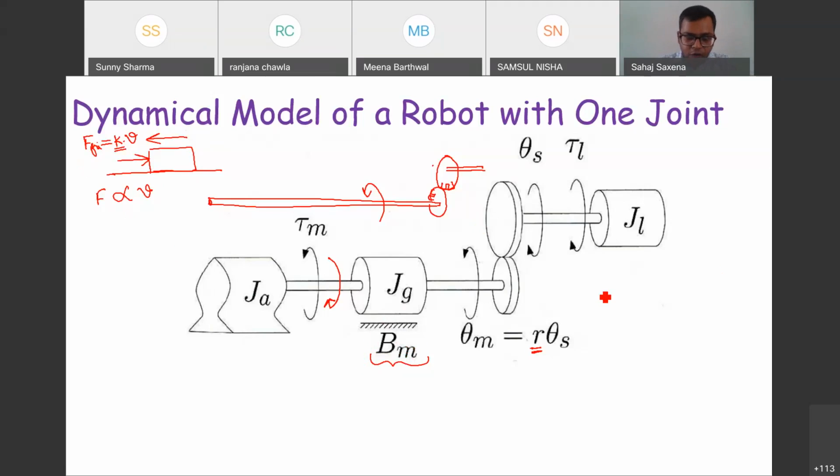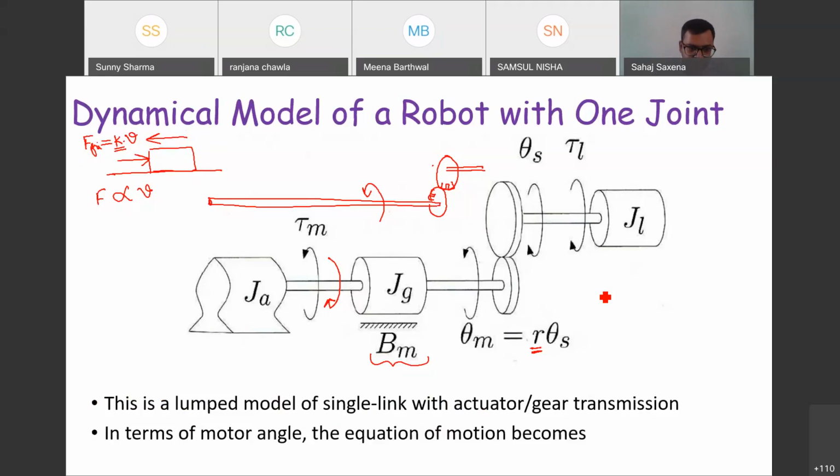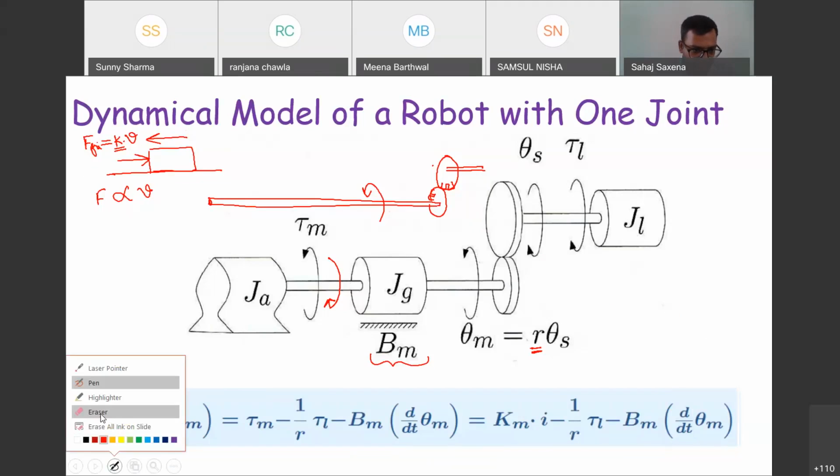Now we have to write the equations of motion. Basically, this is a lumped model of a single link with actuator and gear transmission. In terms of motor angle, the equation of motion becomes this one. So this is my equation of motion. How does it come? Let's talk about this particular equation.